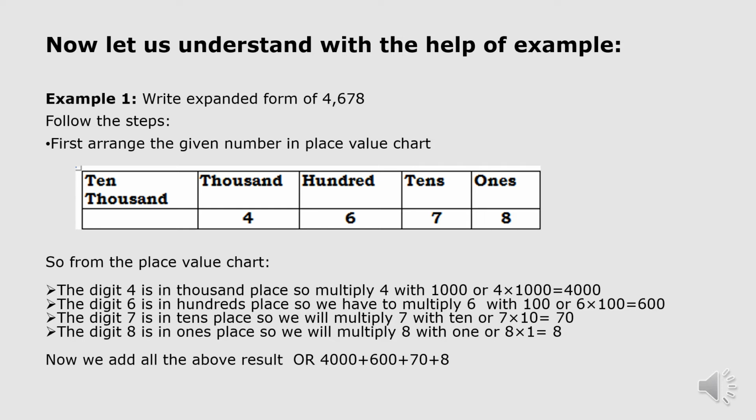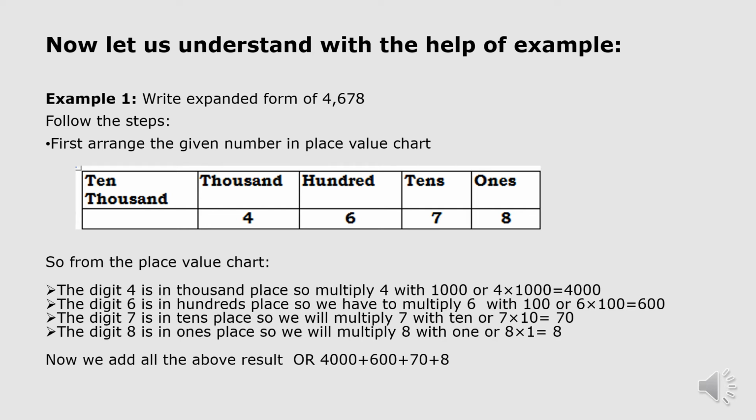Let us understand this with the help of an example. Take a number, say 4678. If you have to write this number in expanded form, first thing you have to do is make a place value chart. Then arrange the given digits in this place value chart. So, from this place value chart, what did you observe? The 4 is in thousands place. So, here you have to multiply this with 1000. So, what will you get?